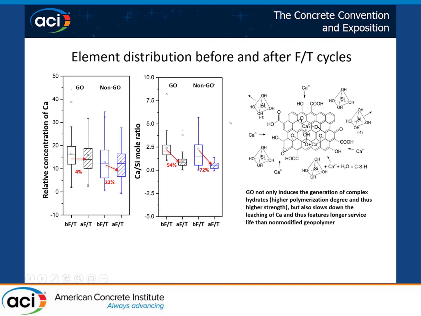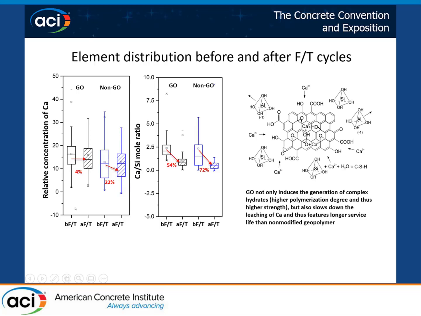And here we compare the EDS result before and after freeze-thaw cycles. We can find graphene oxide... Based on these two results, we can find that mixing graphene oxide will prevent the leaching of calcium.